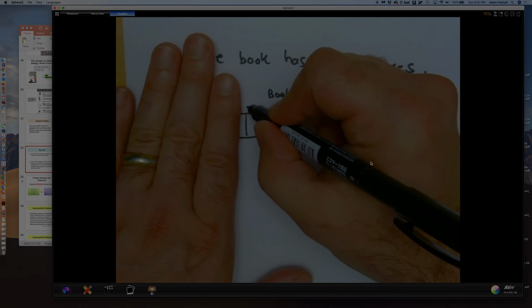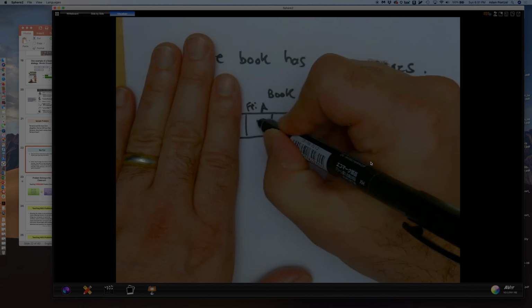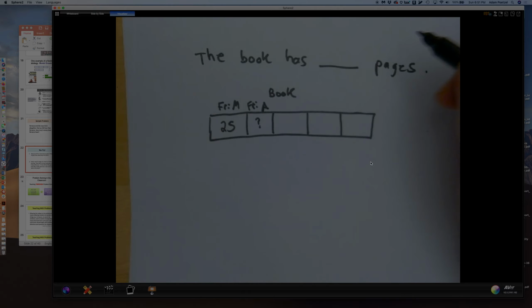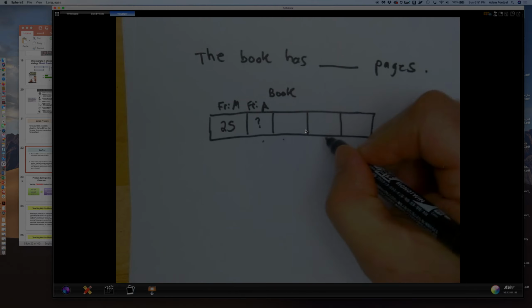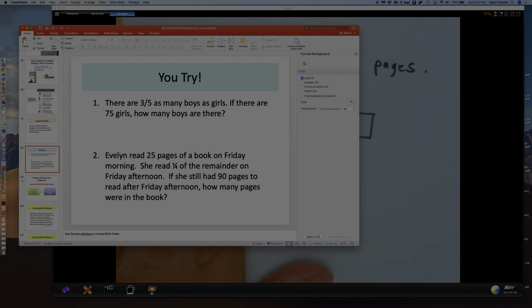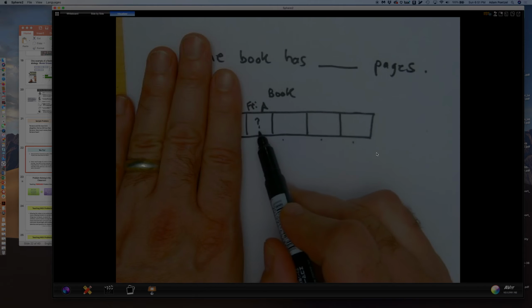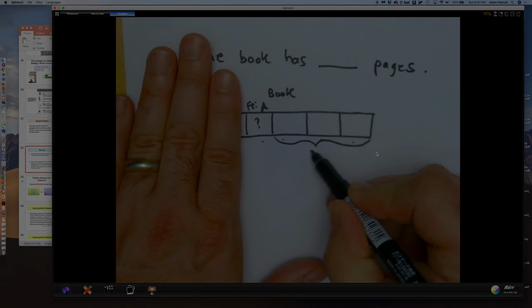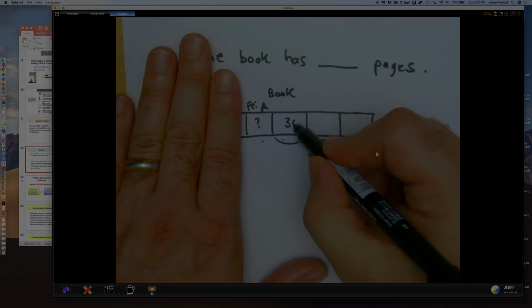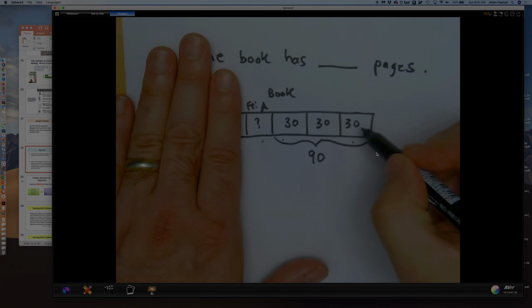So this piece here was Friday afternoon, but I don't know how much that was, right? I just know that that was Friday afternoon. And I know that these four chunks are the same because I cut it into fourths. And it says if she still had 90 pages to read after Friday afternoon, how many pages were in the book? So 90 pages were left. So she read this, and there was 90 pages left. Oh, that means these final 3 chunks were 90. So if I divide that into thirds, into 3 equal chunks, that's 30.